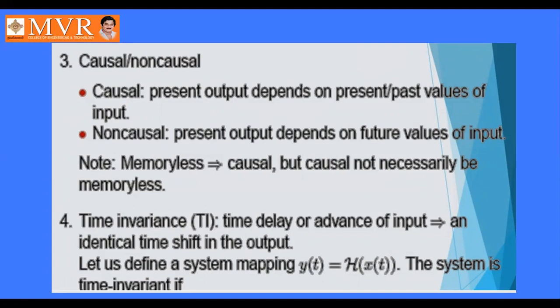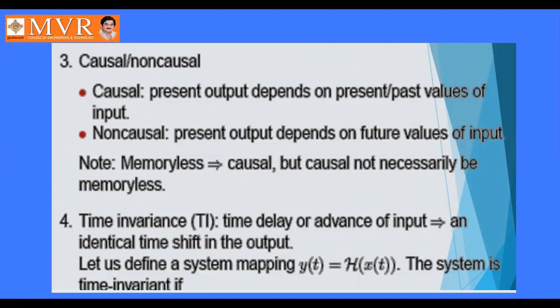Non-causal system means the present output depends on future values of the input. That is, if y of n, the present output, depends upon x of n plus 1, x of n plus 2, like that, that is the future value of the input. So that is called a non-causal system.